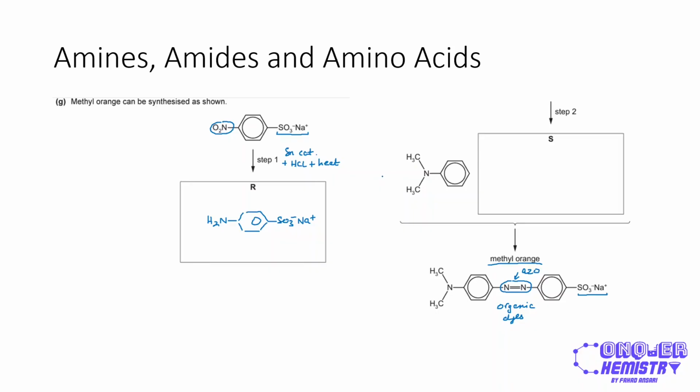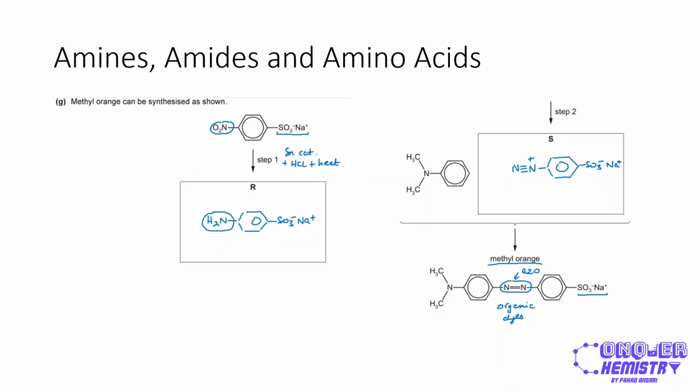Now in step 2, we're going to convert this amine over here into a diazonium ion, right? So we're going to have nitrogen triple bonded to nitrogen with a positive charge that is directly bonded to the benzene ring, and that is bonded to the unreactive SO3 negative Na positive.